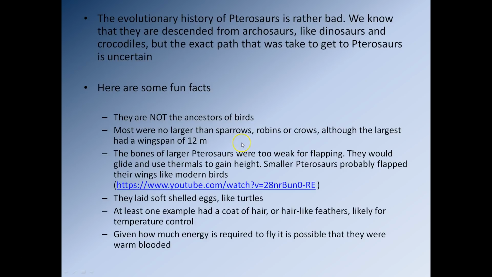So if you've seen the movie Jurassic World, you will have actually seen lots and lots of pterosaurs in that movie, where essentially they have huge wings. Lots of really, really big ones. However, the vast majority of them were tiny.